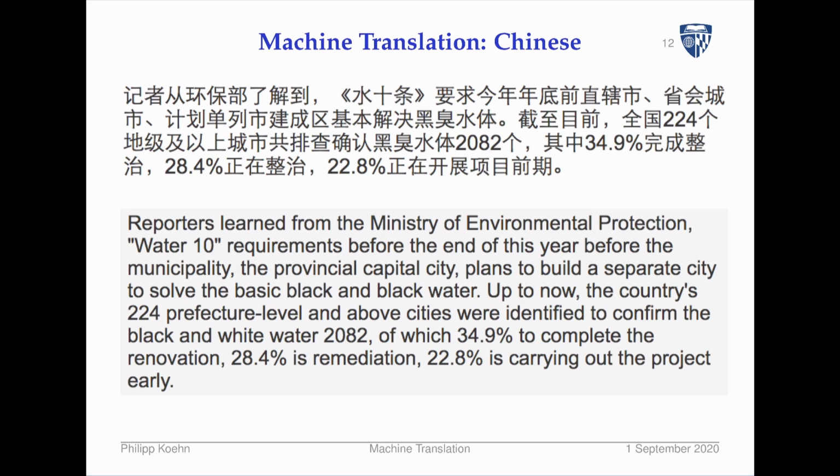Reporters learned from the Ministry of Environmental Protection Water 10 requirements before the end of this year, before the municipality, the provincial capital settled plans to build a separate city to solve the basic black and black water. Up to now, the country's 224 prefecture level and above cities were identified to confirm the black and white water 2082, of which 34.9% to complete the renovation, 28.4% is remediation, 2.8% is carrying out the project early.